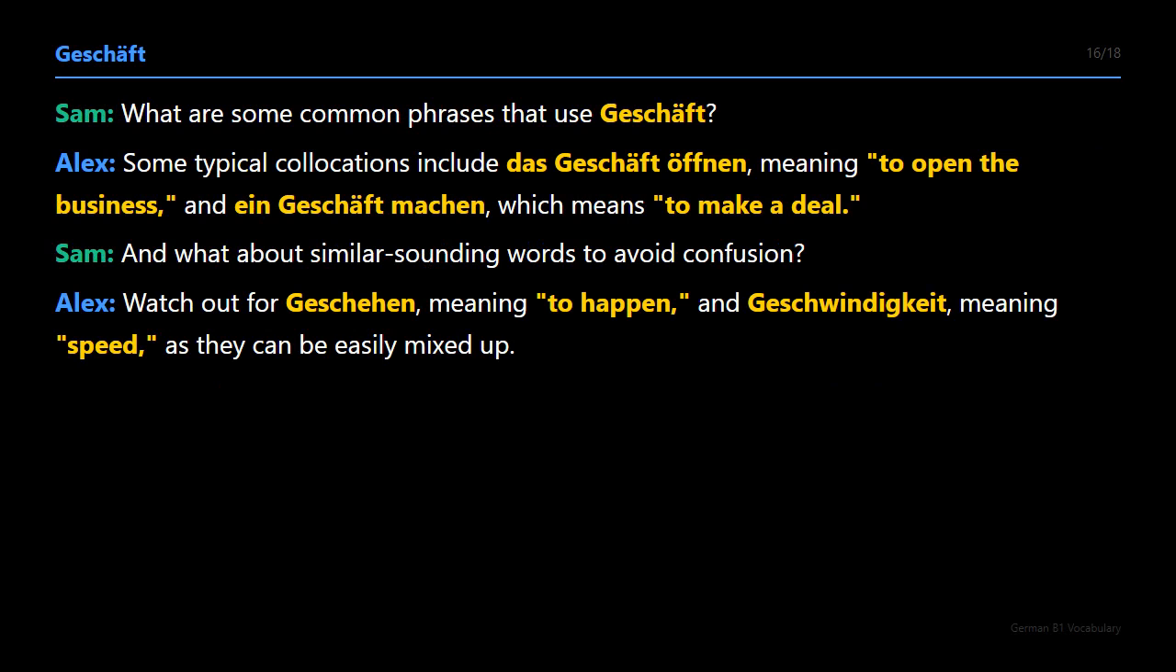And what about similar sounding words to avoid confusion? Watch out for Geschehen, meaning to happen, and Geschwindigkeit, meaning speed, as they can be easily mixed up.